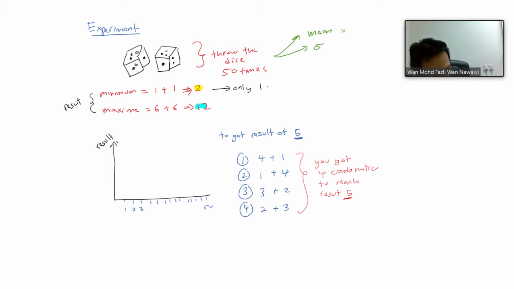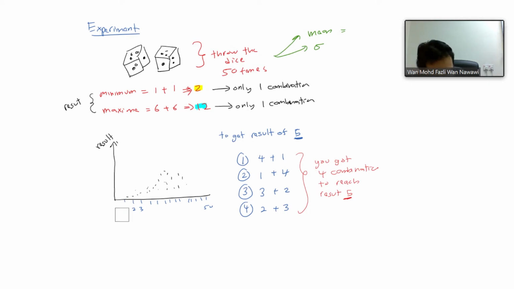One combination. Either both dice must be 1, or here both dice must be 6. Only one combination. So when you try to scatter all the possible results, that's why you will get something like this.